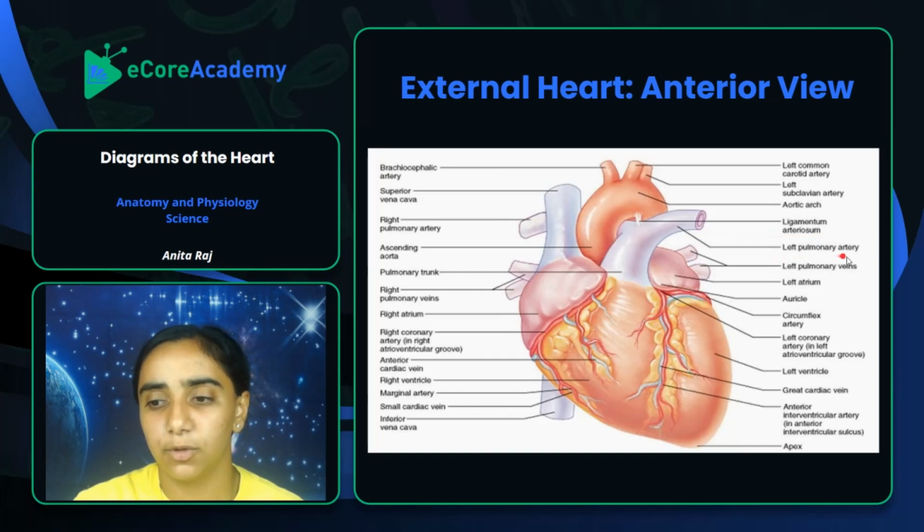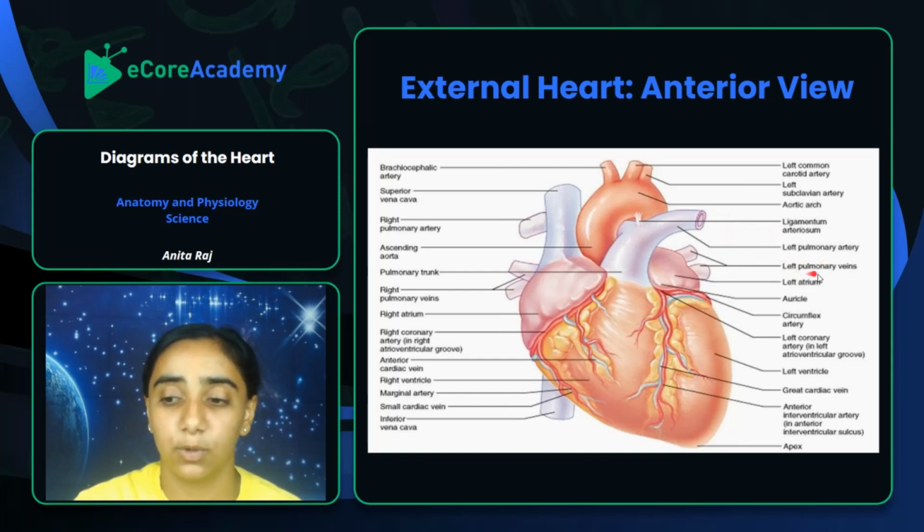Then you have the left pulmonary artery. It serves the same purpose as the right pulmonary artery. It collects deoxygenated blood that went through the right ventricle, up your pulmonary valve, up your pulmonary trunk, and then divided into these two arteries. So your left pulmonary artery will take that blood to your lungs so that it drops off carbon dioxide, picks up oxygen, and then will come back through these left pulmonary veins.